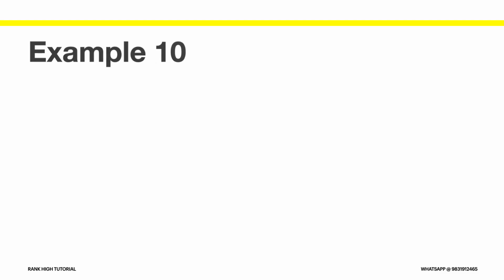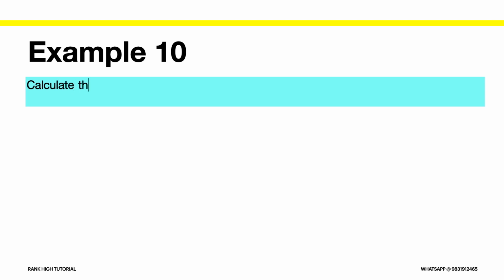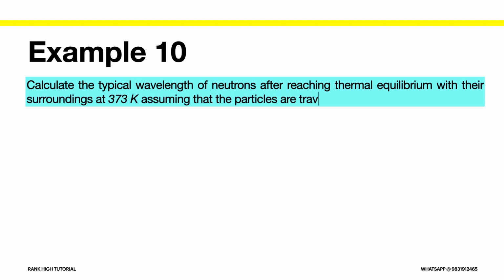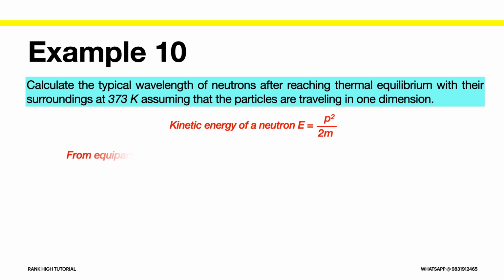In the next problem, we have to calculate the typical wavelength of neutrons after reaching thermal equilibrium with their surroundings at 373 Kelvin, assuming that the particles are traveling in one dimension. We know the kinetic energy of a neutron E = p^2/2m. From equipartition theory, the kinetic energy at thermal equilibrium in the x direction is E = 1/2 kB T.